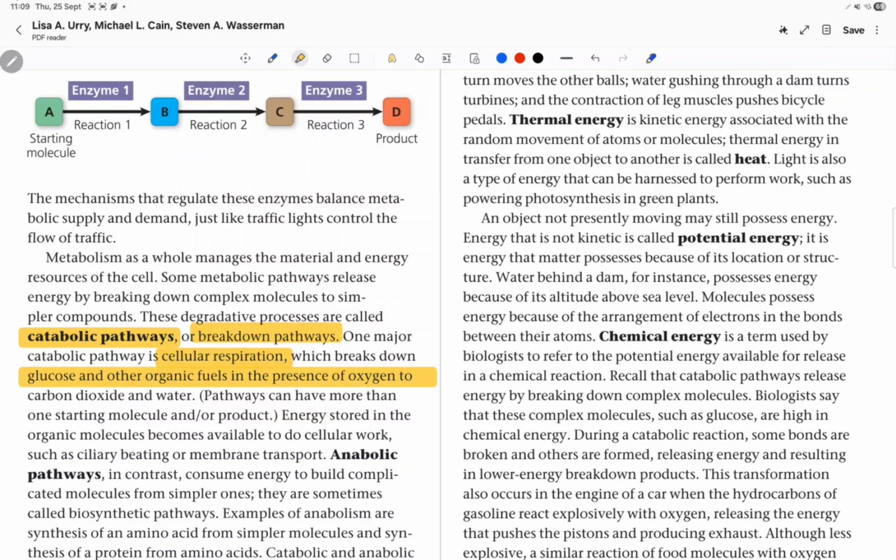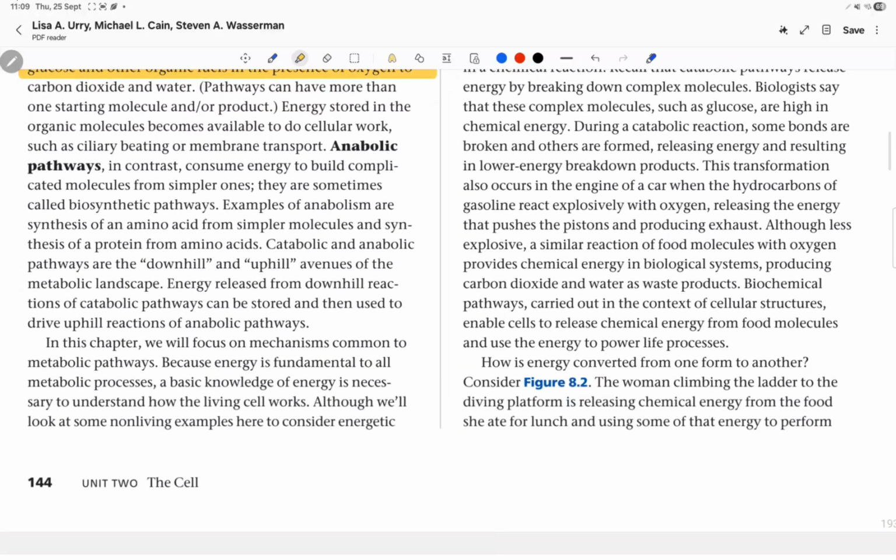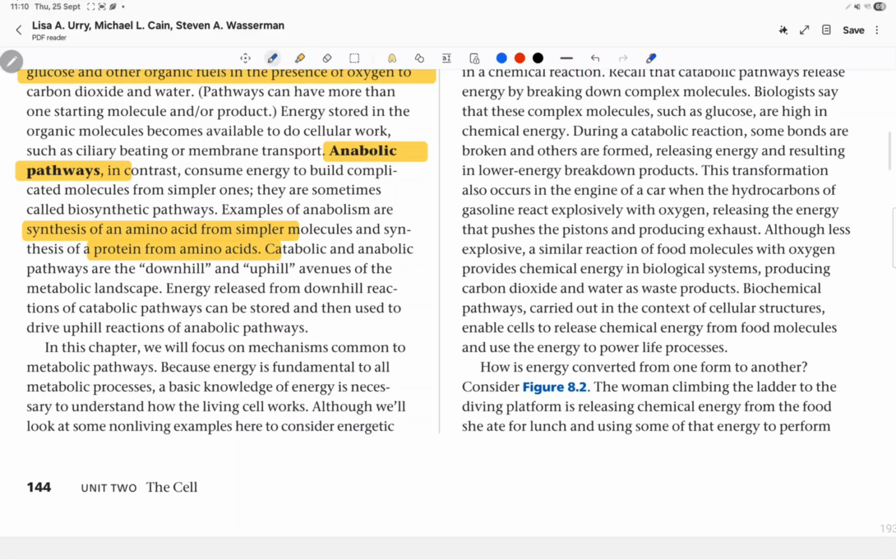And if you want to build something, like maybe build a muscle or build complex macromolecules, you have to go with the anabolic pathways. Okay, so for example, if you want to build an amino acid from simple elements, or if you want to build a protein from amino acids, all of that is called anabolic reactions. So they will simply go opposite to each other, and ultimately the catabolic reactions will provide energy for the anabolic reactions.